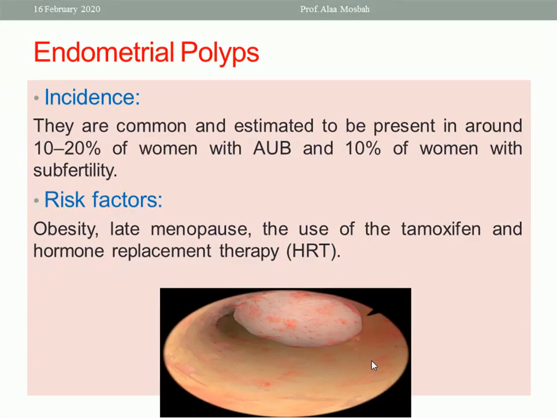The next title is endometrial polyps, which are common and estimated to be present in around 10 to 20% of women with abnormal uterine bleeding and 10% of women with subfertility. The risk factors include late menopause, obesity, hormone replacement therapy, and tamoxifen therapy. As you see in the picture, this is a hysteroscopic view. The hysteroscope enters the uterine cavity, and this is the polyp seen inside.